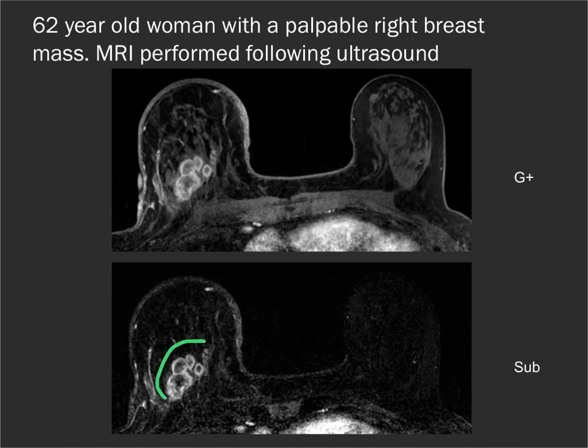This woman presented with a palpable mass, and we see she has this sort of nasty looking conglomeration of rim enhancing masses in her right breast. But what you notice here is that her skin is thickened and her skin is enhancing. So this was a biopsy-proven inflammatory breast cancer. We did perform a core needle biopsy of the palpable mass before the MRI was performed, however, which confirmed the diagnosis of an invasive ductal carcinoma.